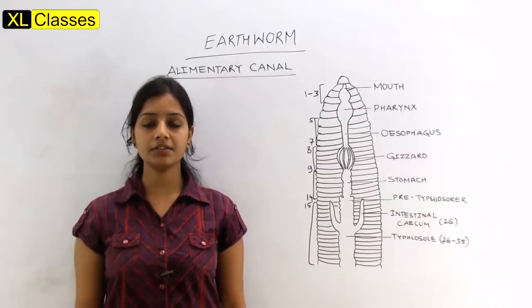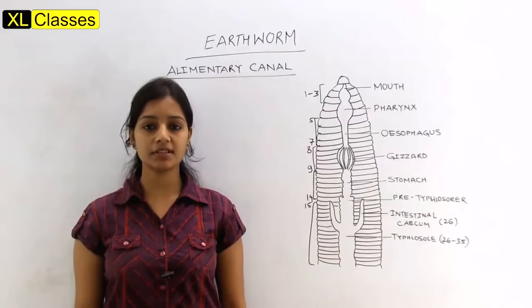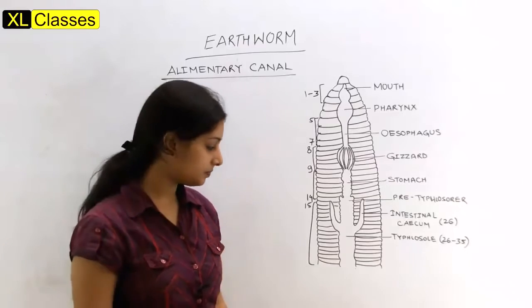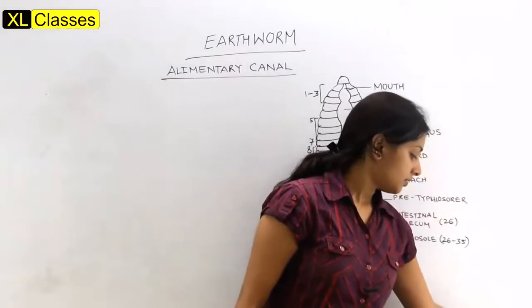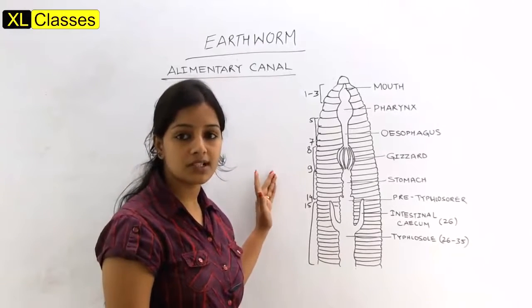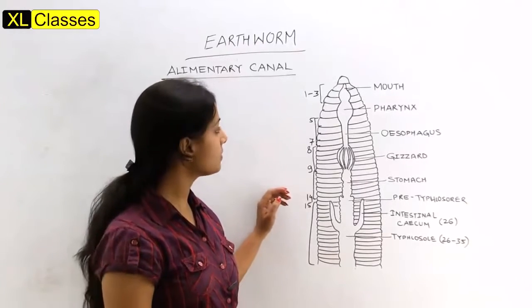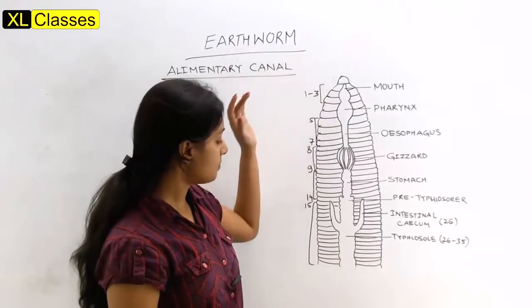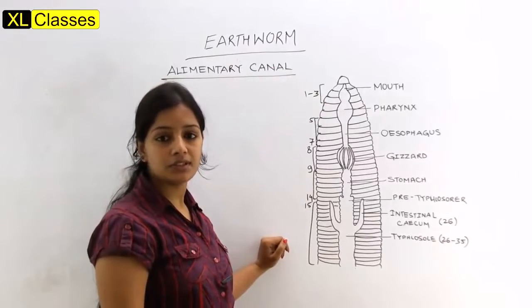Hi, in this video we are going to discuss the alimentary canal of the earthworm. The alimentary canal of the earthworm, which is in the form of a straight tube, extends from the first segment up to the last segment of the body of the earthworm.